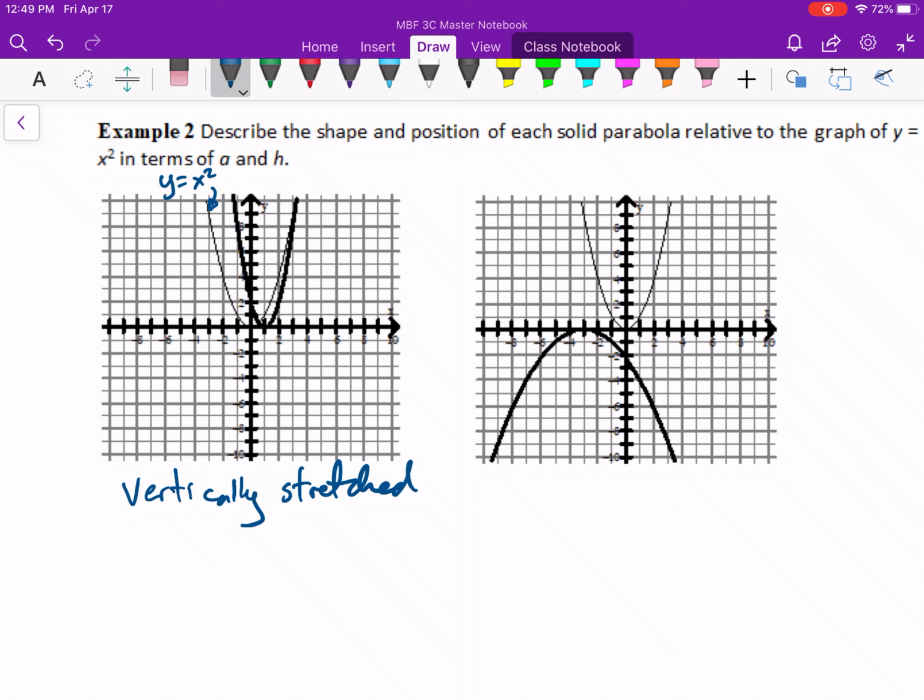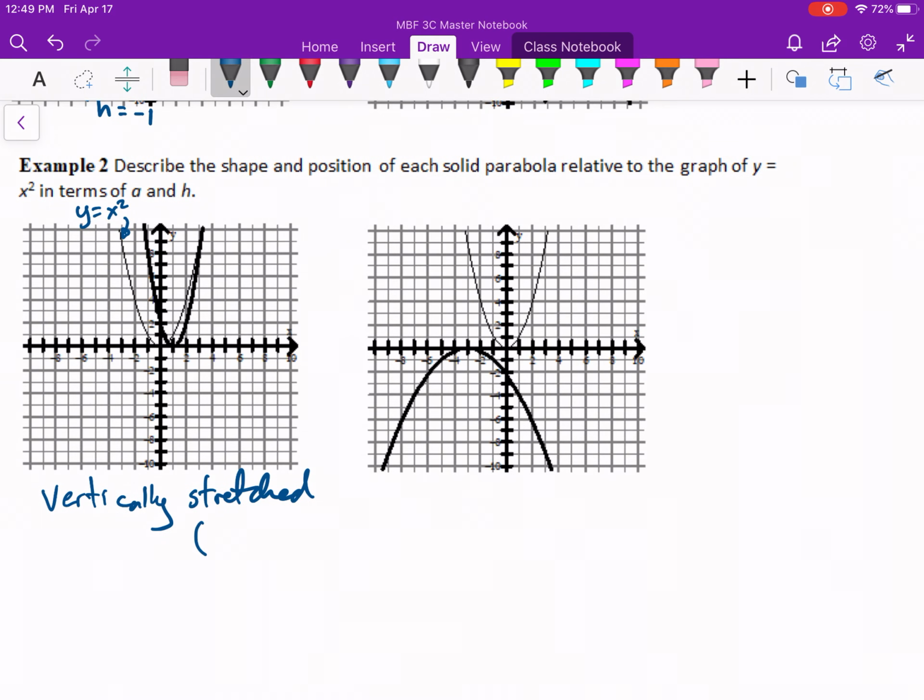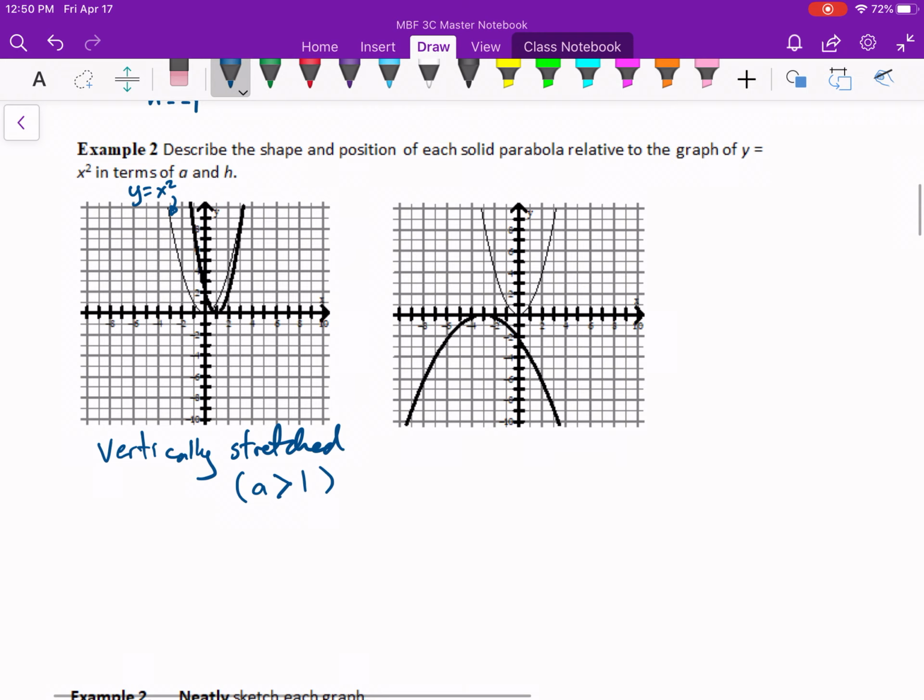And if that's the case, then we know that our a value must be bigger than 0. We don't know exactly what it is. We could figure it out, but that's not our concern at the moment. We just know, actually not even bigger than 0, bigger than 1 is what I should say. Our a value is greater than 1 in order to vertically stretch it.